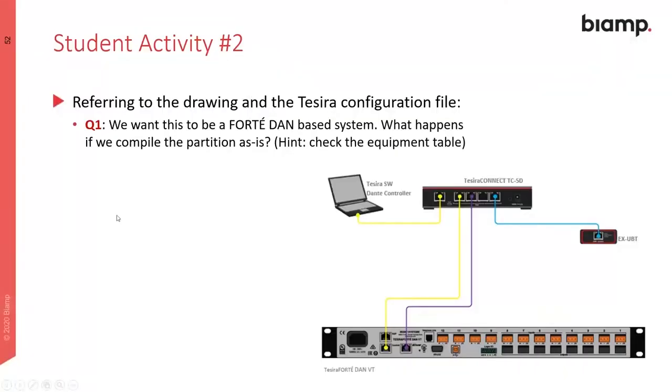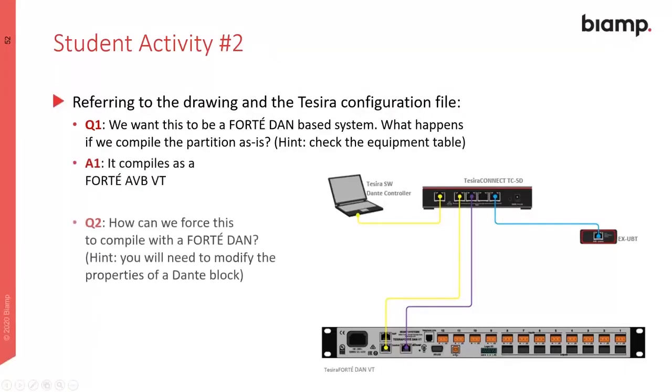I hope it makes sense. So this is question number 2. We have forced and allocated the TesiraCONNECT, the compiler, to have the VT done into our Dante block. So in this case, we have the right allocation of the Tesira40 DAN VT plus the TC5D. I hope it makes sense.